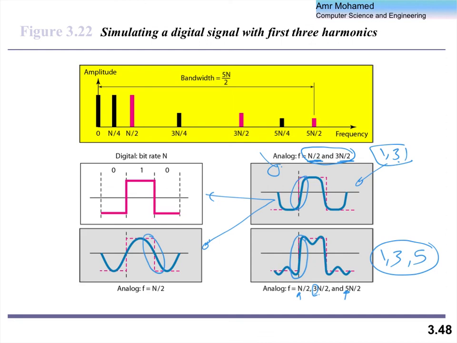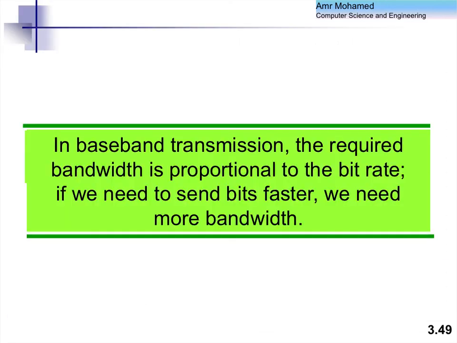So in other words, if it's the 1st and 3rd harmonic, it's either 0, n over 2, or 3n over 2, because 3n over 2 is the bandwidth. If it's the 1st, 3rd, and 5th, again it's 0, n over 2, 3n over 2, or 5n over 2. So again, the bandwidth is 5n over 2. So it's always a multiple of n over 2. Okay?